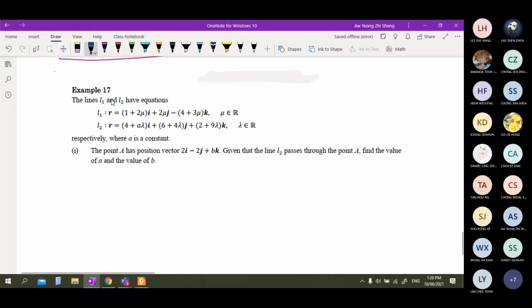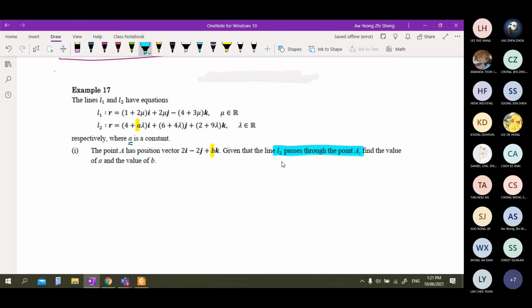Example 17: lines L1 and L2 are given as these two equations. There is an unknown A that appears here. Point A has position vector 2i minus 2j plus bk, another unknown B here. Given that the line L2 passes through the point A, find the value of A and the value of B.